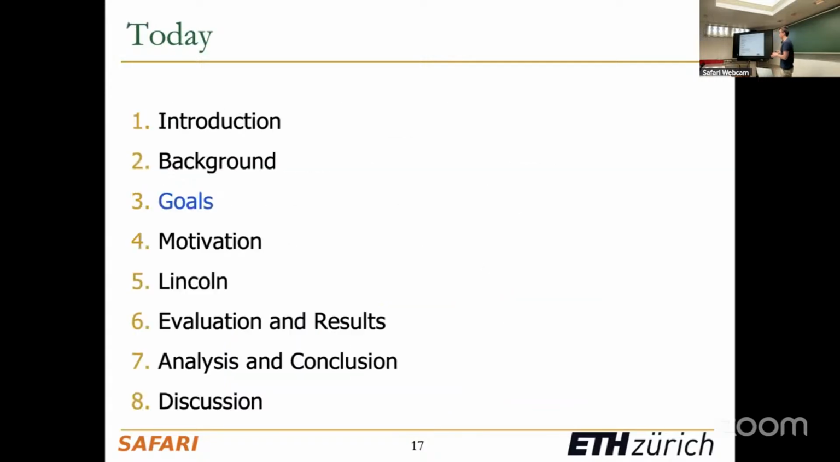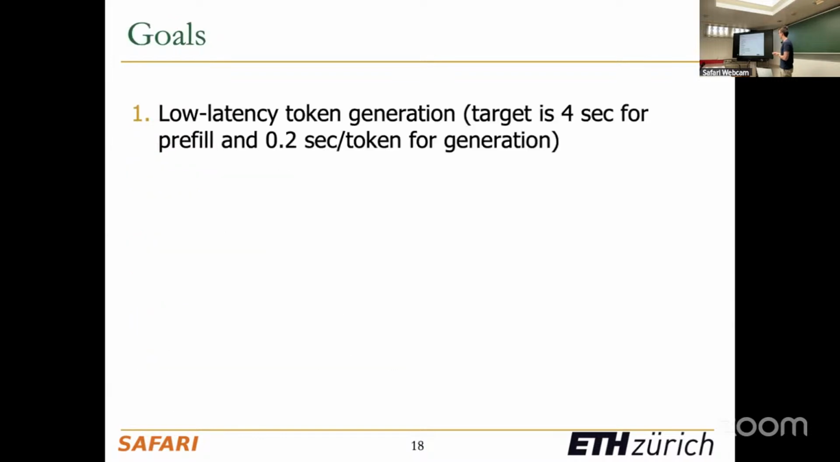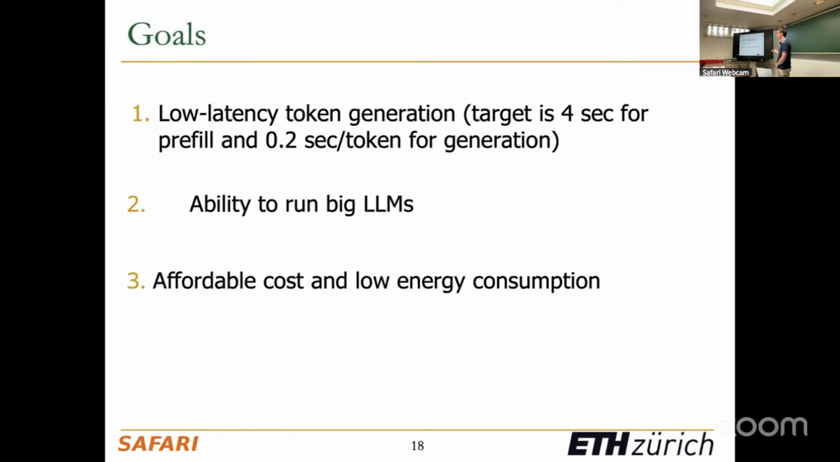So what do we care about? What is our goal for this LLM? First, we want low latency token generation. We have a target of 4 seconds for prefill and 0.2 seconds for generation. Then we want to be able to run big LLMs, because bigger LLMs are better, as I said before. So we want to run the biggest LLMs possible. And we would also like to have affordable costs and low energy consumption. If we double the cost of the device or halve the battery life, then it will cause some problems.